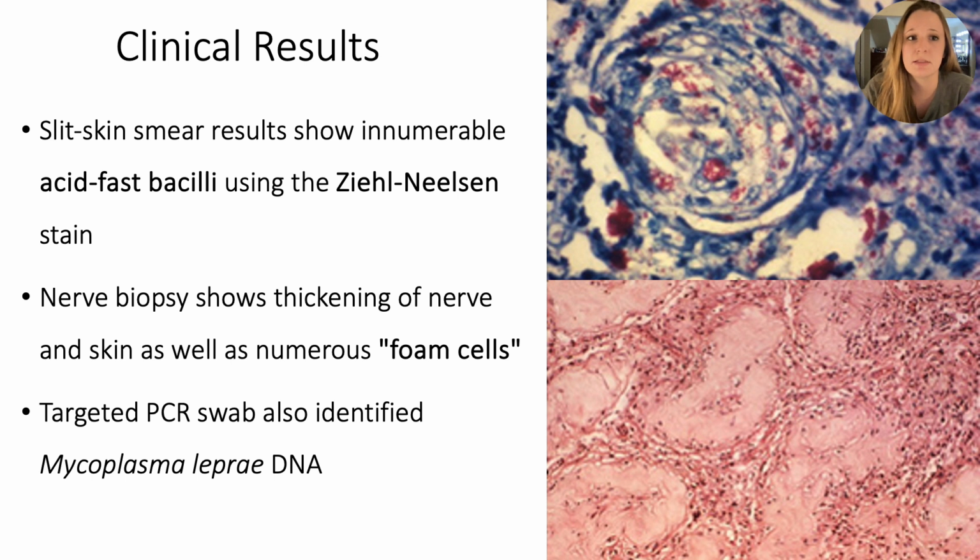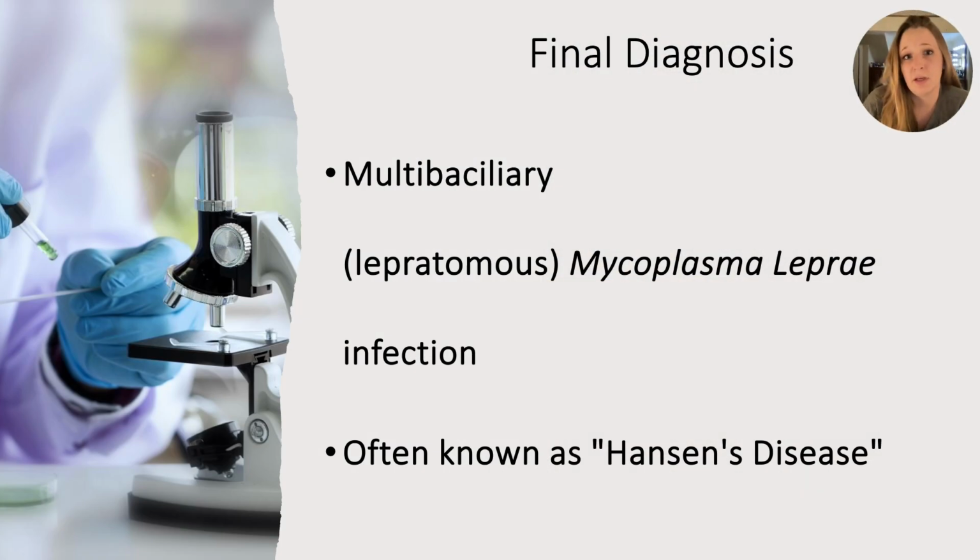The first is that the slit skin smear shows innumerable acid-fast bacilli using the Ziehl-Neelsen stain, as you can see at the top right corner. The nerve biopsy also shows thickening of nerve cells and numerous foam cells surrounding the nerves, including many macrophages. And the targeted PCR swab did identify a variety of bacteria, including Mycobacterium leprae DNA. The physician made a final diagnosis of multibacillary or lepromatous Mycobacterium leprae infection, which is also known as Hansen's disease.